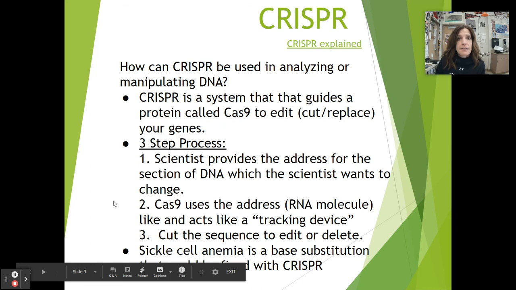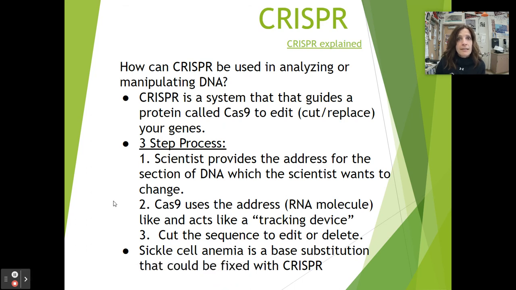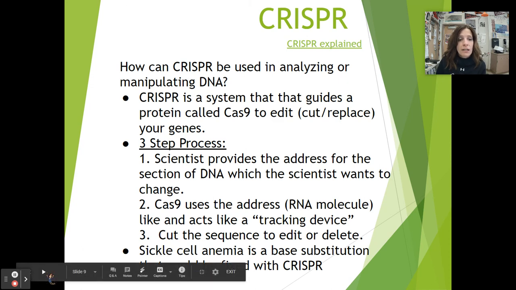And then it goes in there and either cuts out the section or cuts it out and rewrites by adding nucleotides. And it can go anywhere in your genes and manipulate anything as long as they have the right address or the right RNA. So it's pretty amazing. Something like sickle cell anemia, which is a base substitution, right? If you could go in there and just change it back to what it should be, then you could make it so people don't have sickle cell anemia. So very new technology in the last 10 or so years, and I'm sure it will become even more prominent.